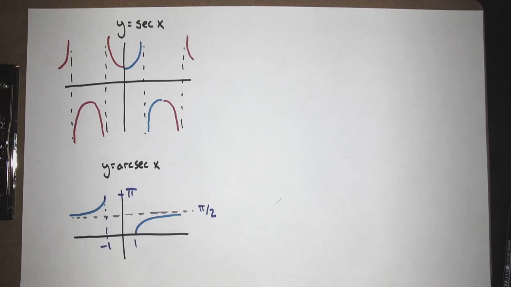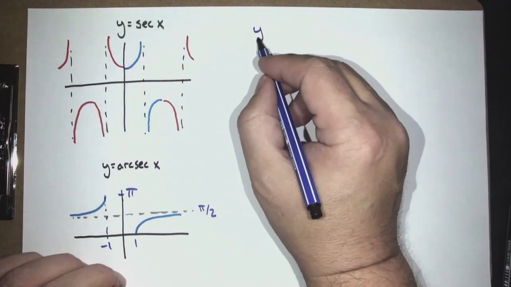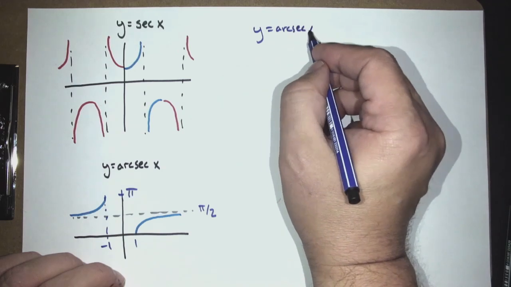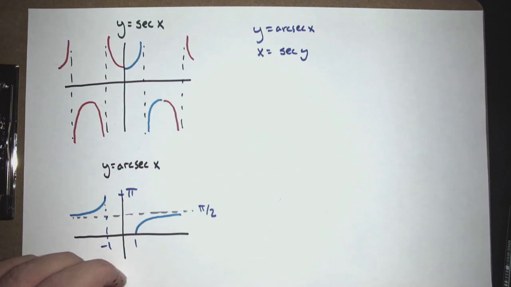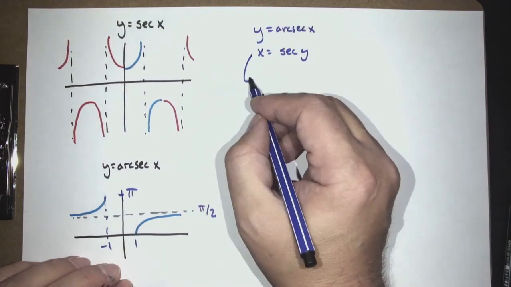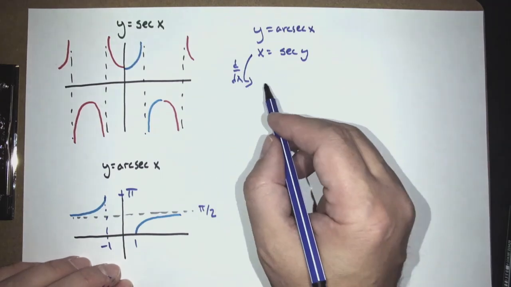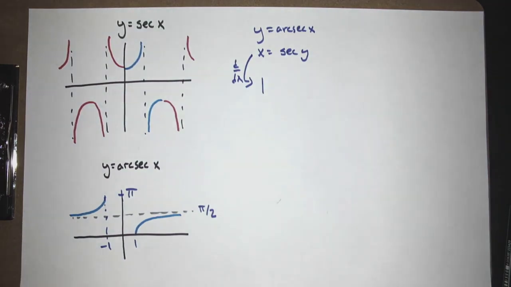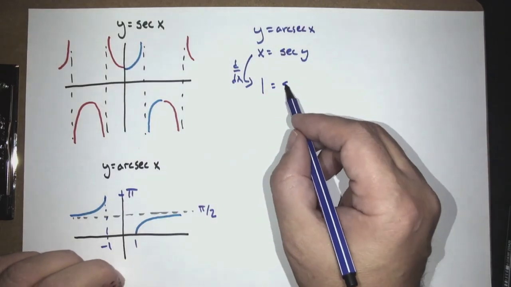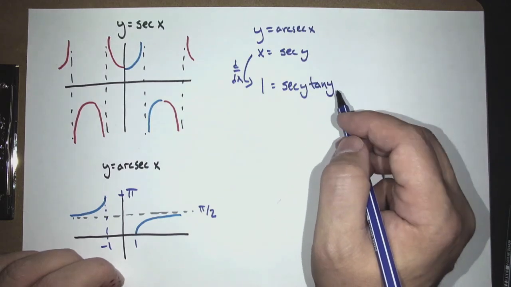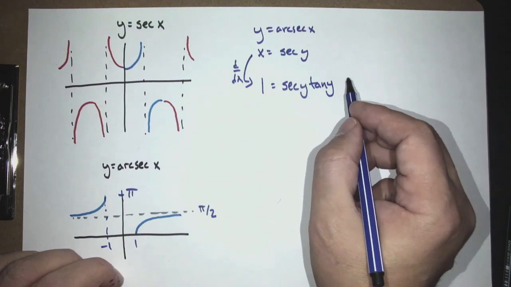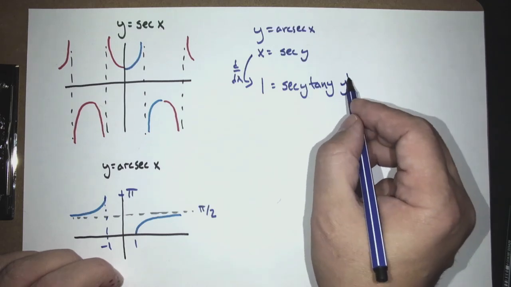All right, so we run the process. Here we go. We're probably pretty good at it now. We've done it twice before. Y equals arcsecant of x. X equals secant of y. Take your derivatives. What's the derivative of x? 1. Yeah, it hasn't changed much in the last few minutes. What's the derivative of secant? Secant tangent. Anything else? Y prime. Chain rule.